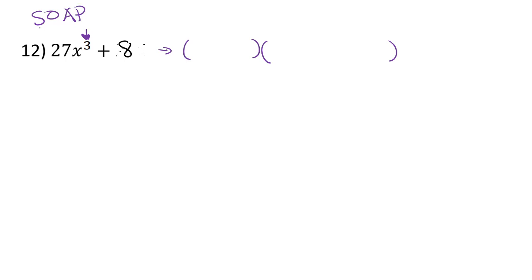Once again, S is for the same, so we're using the same sign, so we're going to have a plus. O is for opposite, so then we're going to have a minus. AP means always positive. And so now I go ahead and fill in the form: A, B, A squared, A times B, B squared. Going through the process of finding A and B, we're going to cube root the 27x to the third.